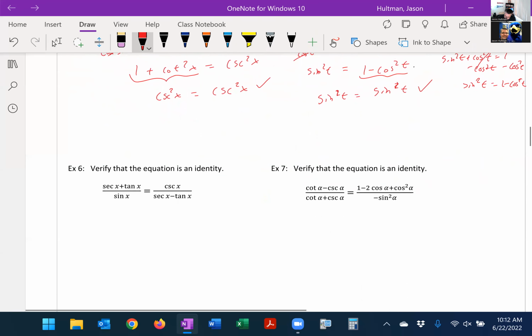Okay, verify that the equation is an identity. Now for this one, we have a proportion. We have one fraction equal to another fraction. And so what I'm going to do is cross multiply so I can do some algebra. I'm going to cross multiply these. And I'm going to say, secant x plus tangent x times secant x minus tangent x, does that equal sine x times cosecant x?